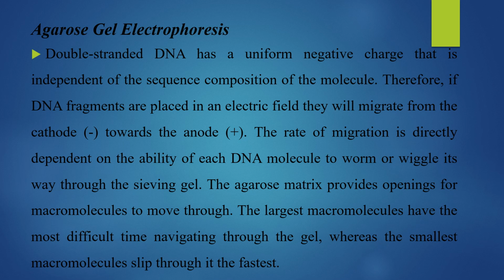The agarose matrix provides openings for macromolecules to move through. The largest macromolecules have the most difficult time navigating through the gel, whereas the smallest macromolecules slip through it the fastest. So you realize that those which are huge have longer kilobases or sizes. They take a longer time to go through, while those with smaller kilobases would take a shorter time to get through. But as always, for double-stranded DNA, the movement is from the cathode, as a negative, to the anode. Because they are negatively charged, they move towards the positive, which is the anode.